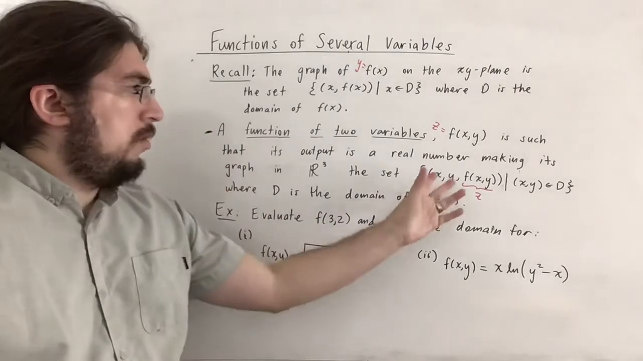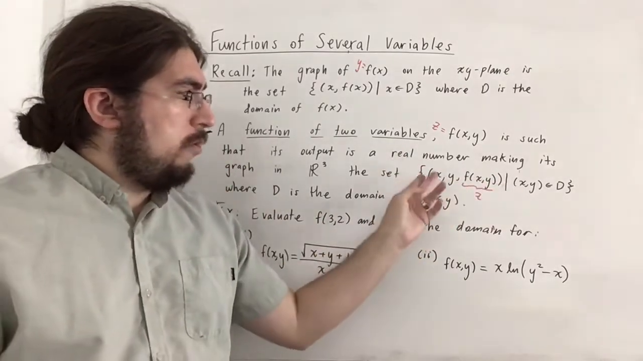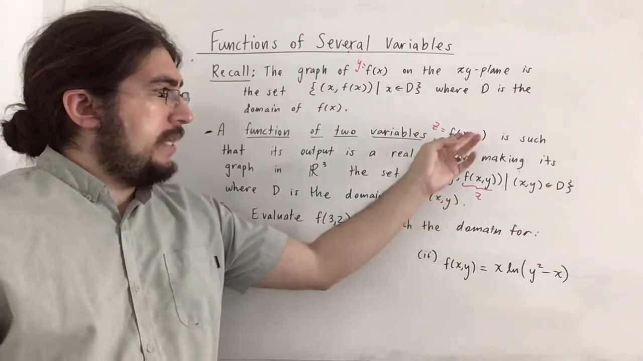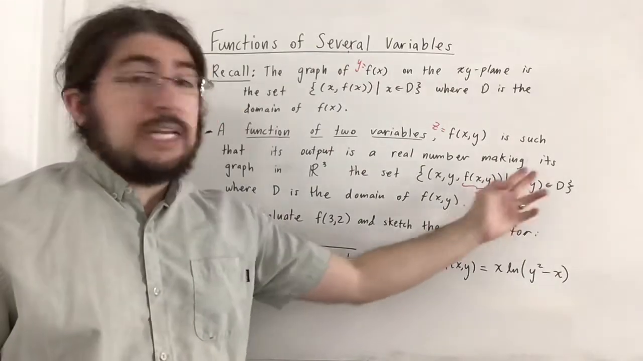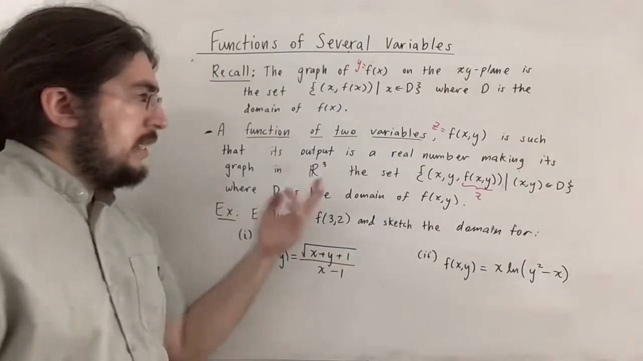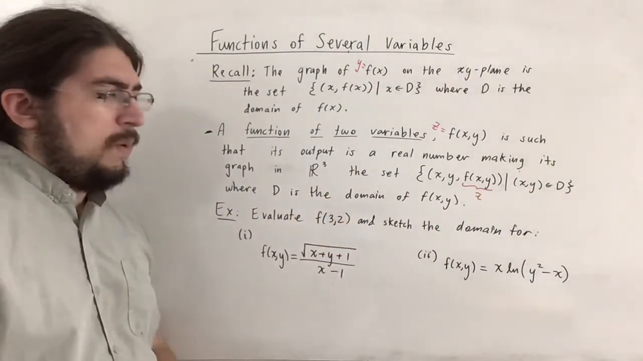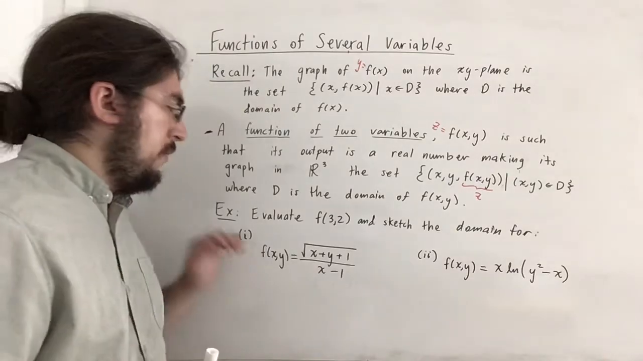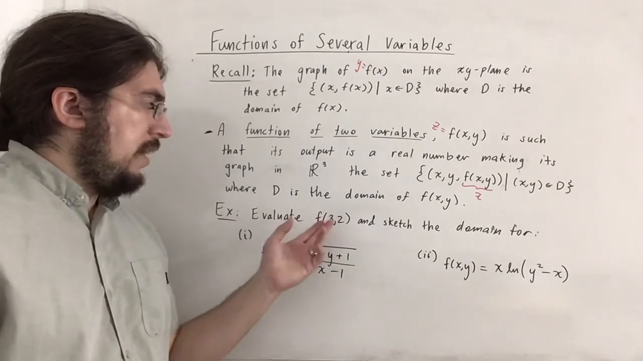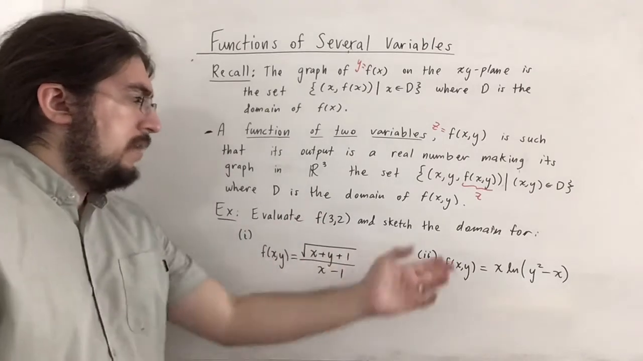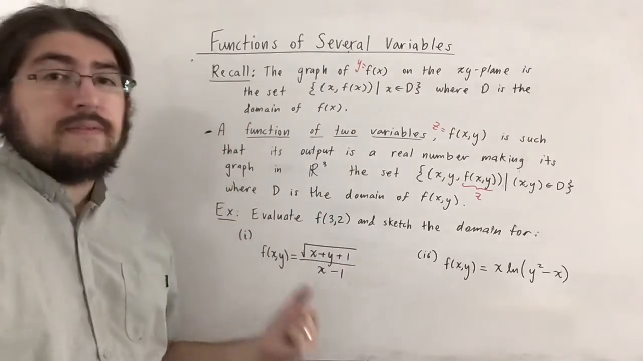So where x comma y, this ordered pair that is the input of f, so it's almost like there are two inputs actually, is in the set D, where D is the domain of this function f of x comma y. Which sounds a little funny, but we'll talk more about that with this example. So in this example, we not only want to evaluate the function for this input, 3, 2, but we also want to sketch the domain of the function.